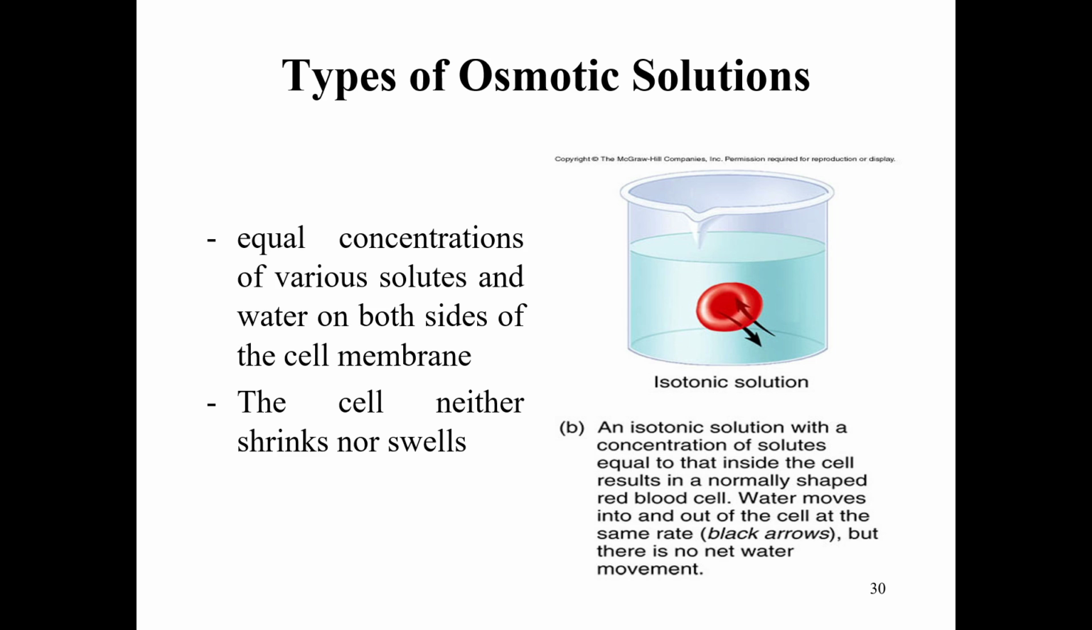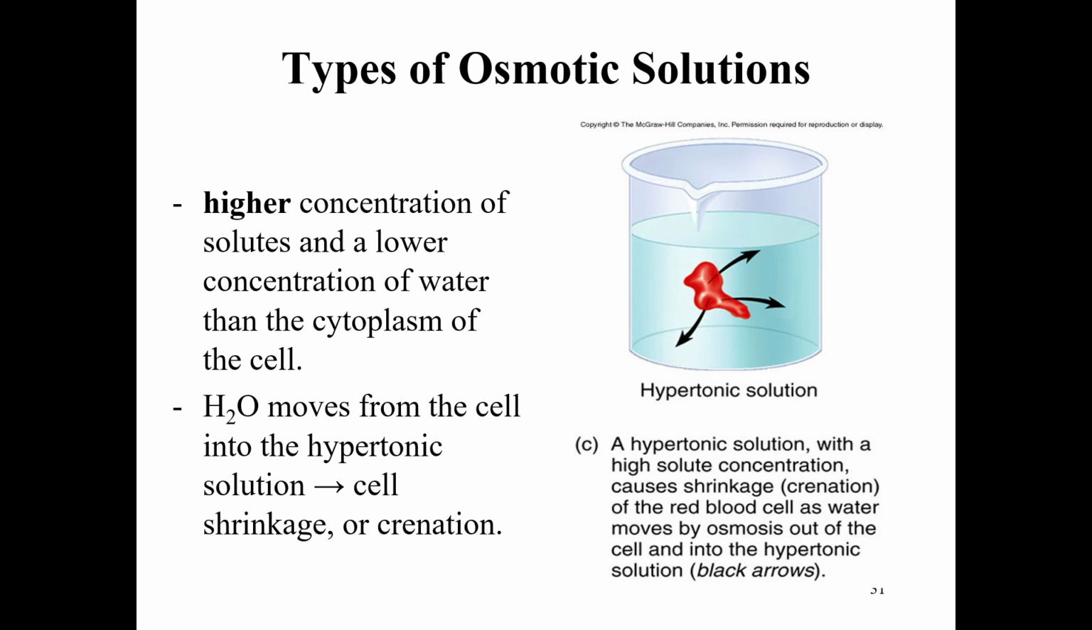Next, we have isotonic solutions. Isotonic solutions have a similar concentration to the cytoplasm. Nothing happens in this solution, and the cell neither shrinks nor swells. And we have our hypertonic solution. This is a solution in which the concentration is higher than what is inside the cell. Since we are talking about osmosis, since the solvent outside the cell has higher concentration, the water inside the cell will move out of the cell, causing the cells to shrink.